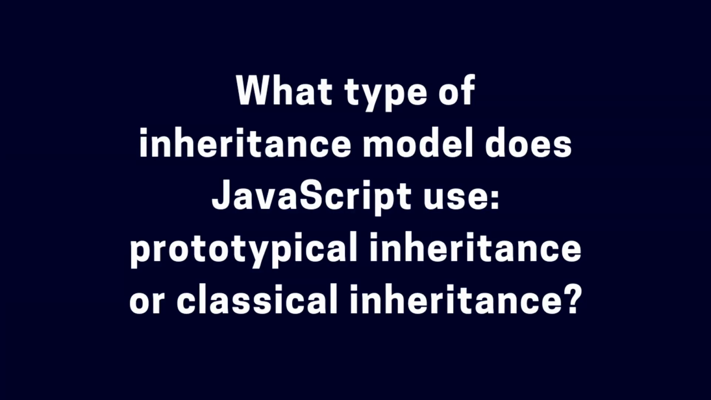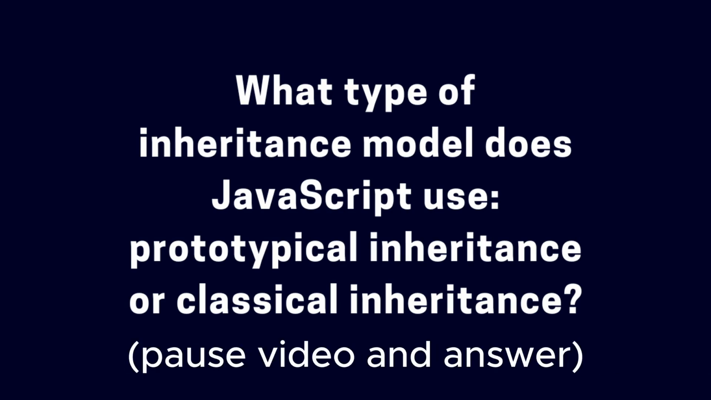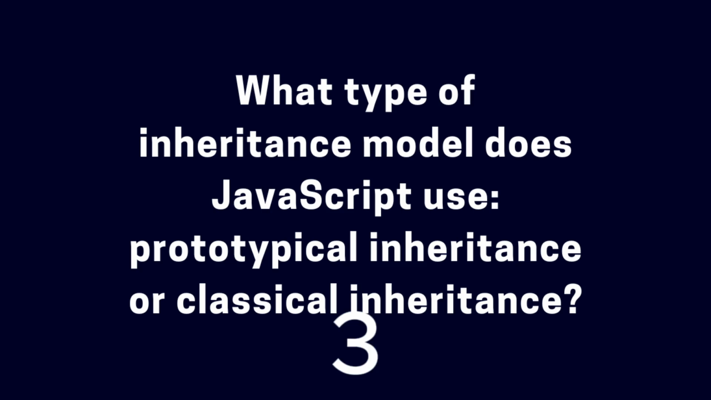What type of inheritance model does JavaScript use? Prototypical inheritance or classical inheritance? JavaScript uses the prototypical inheritance model. This means objects can inherit properties and methods directly from other objects rather than from classes, as in classical inheritance.